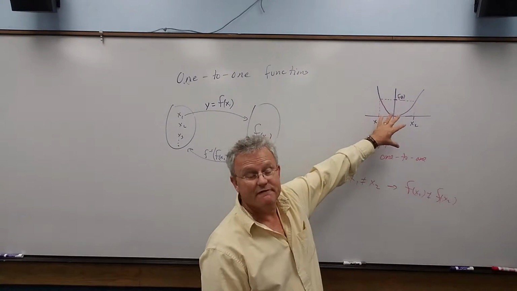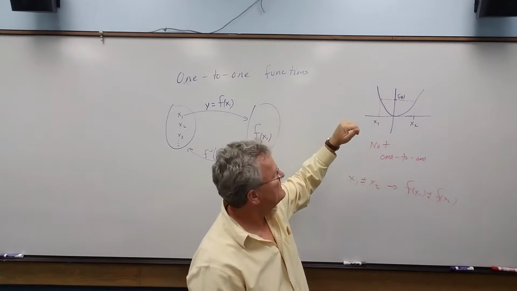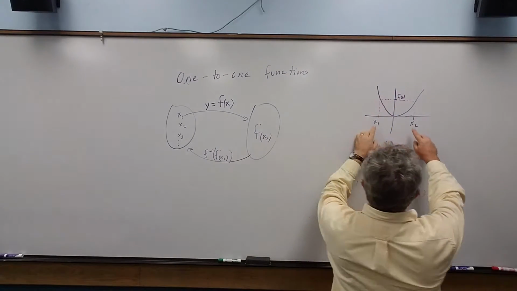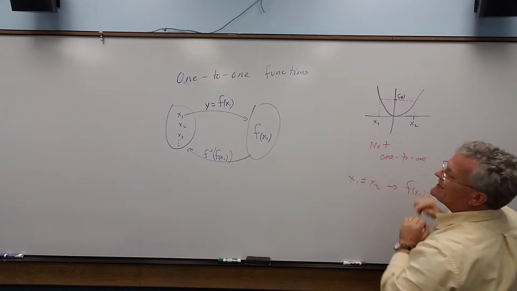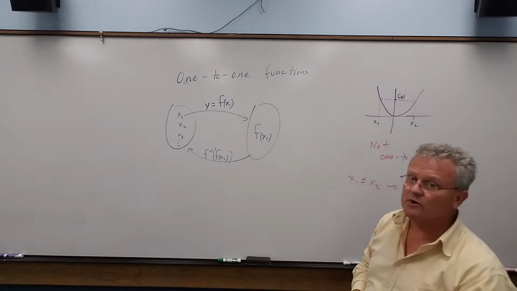To determine if a function is one-to-one, you can apply the horizontal line test. But this is not one-to-one because when I take two different x values and plug them into my function, we get the same y value. All right, so that's why that's not one-to-one.